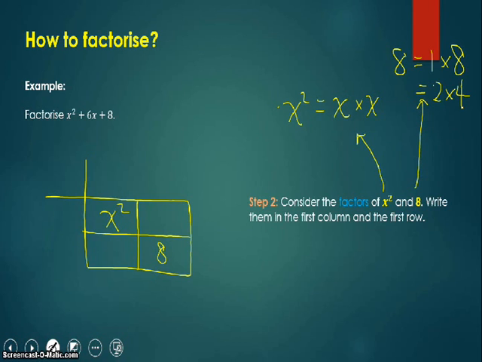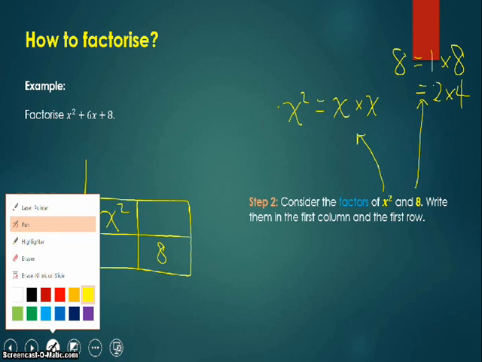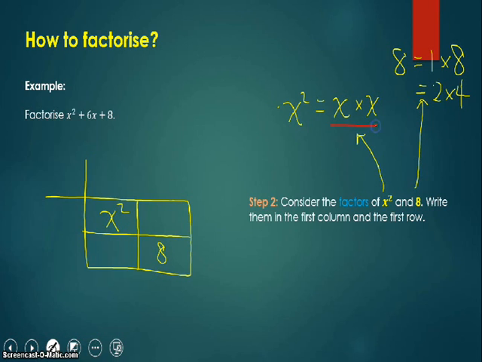So since x squared is equals to x times x, I'm going to put the factors on the first column and the first row, which is what I'm doing here. As for 8, I have two sets of values. I'm going to try with using 1 times 8. So let's try putting 1 and 8 over here. So fill up the remaining box. I'll get 8x over here and 1x over here.